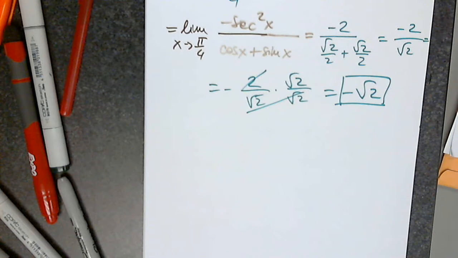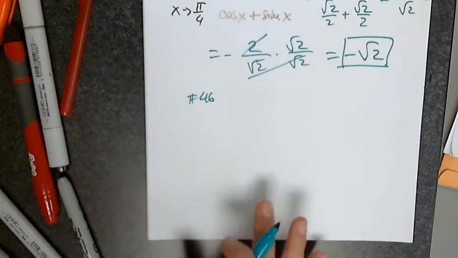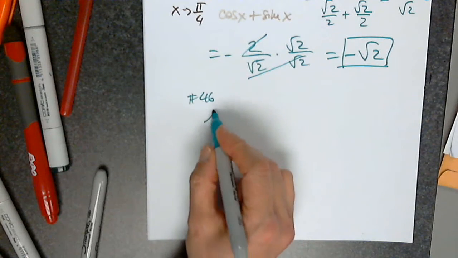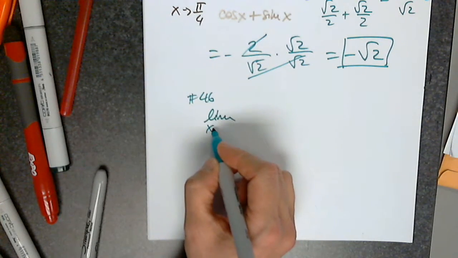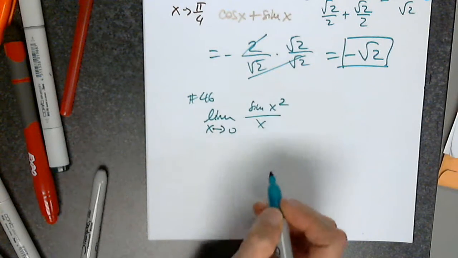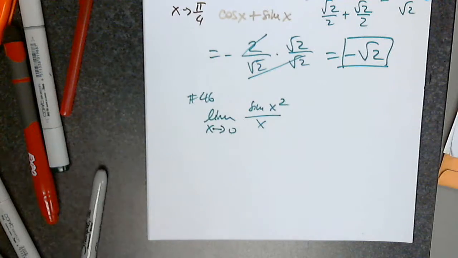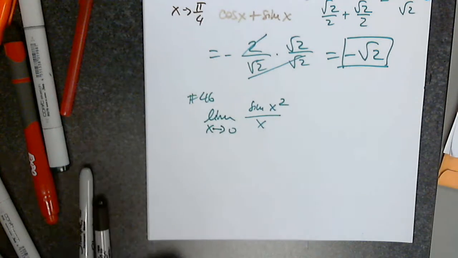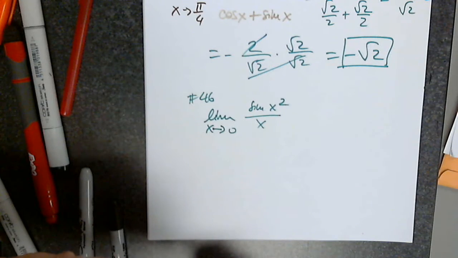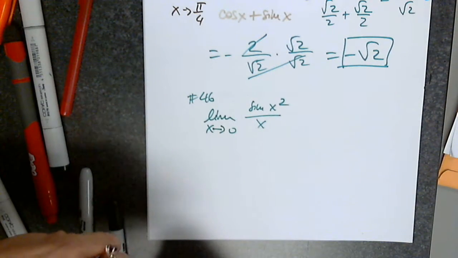Let's also look at 46, just to see how useful this L'Hopital's rule is. We couldn't have done it sooner. It's not in this chapter, it's in chapter 4, but it's so useful that I can't wait. On the final, when we're looking at limits for chapter 2, you can use any method you like.